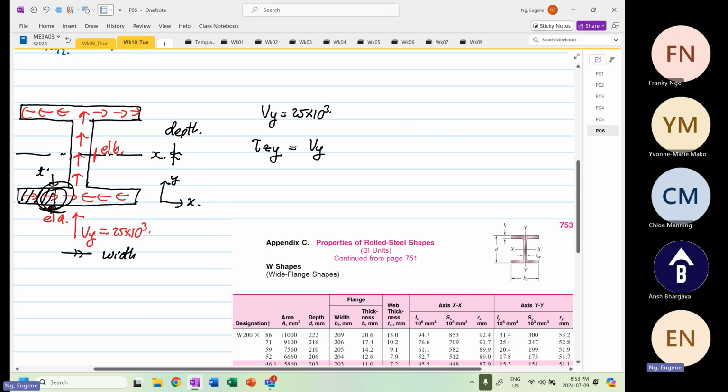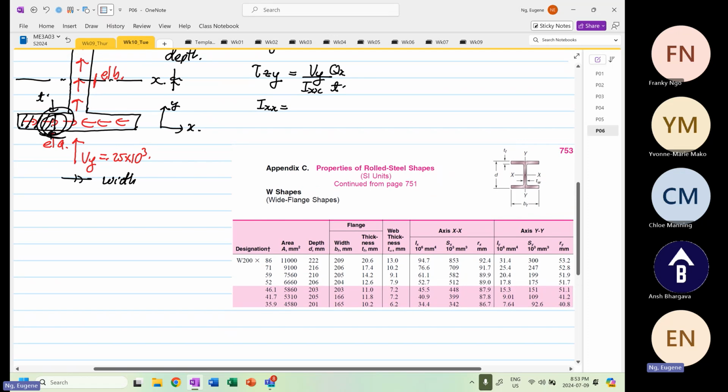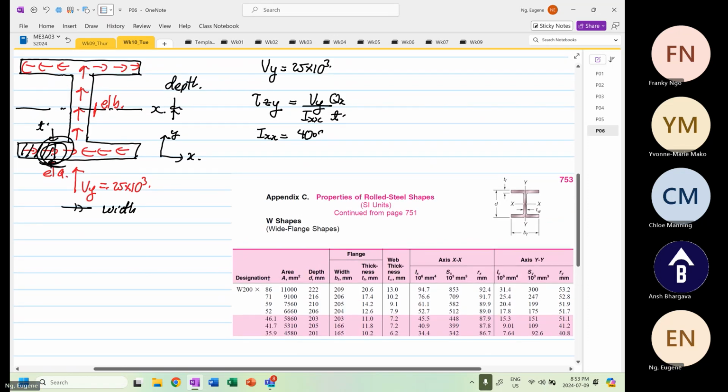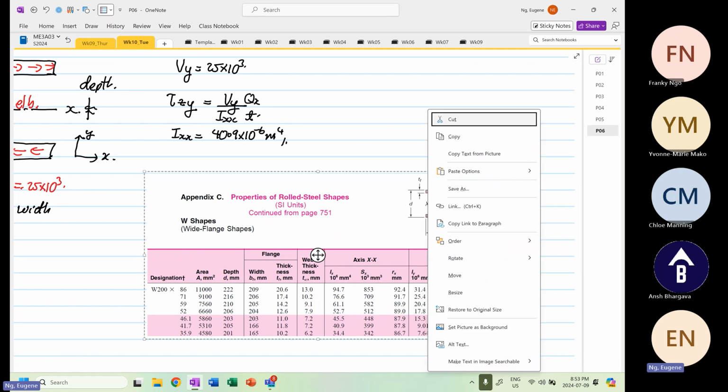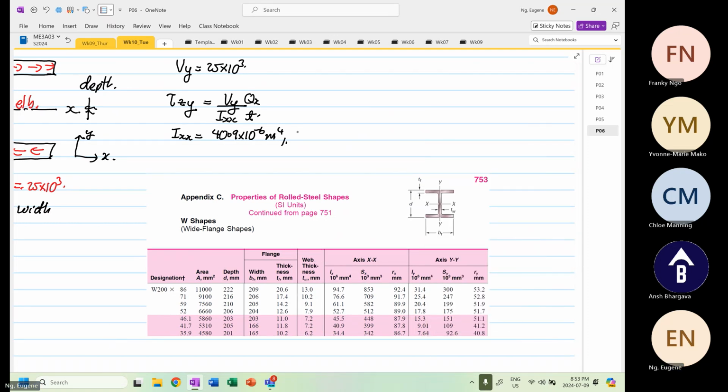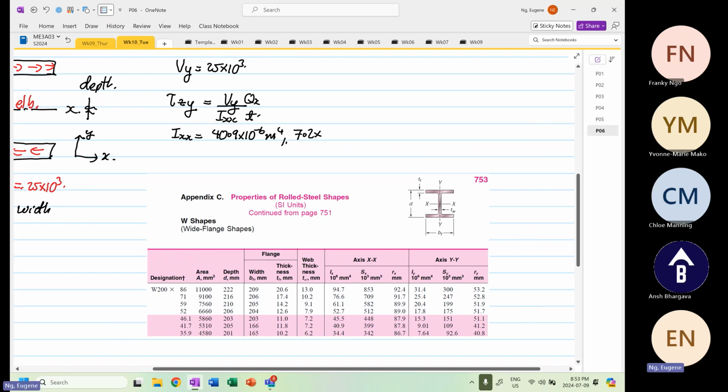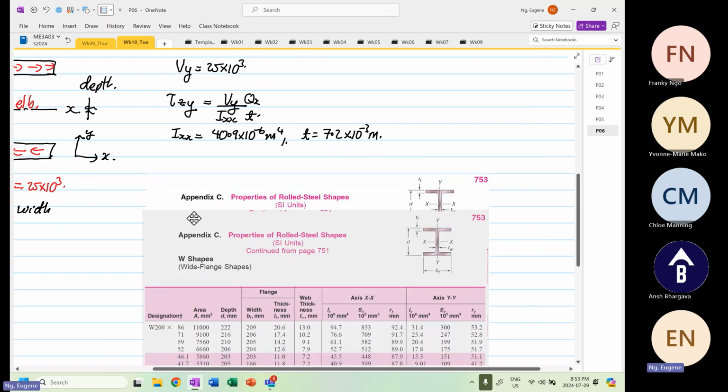So this is equal to Vy over Ixx times Qx over t. We know that Ixx on the table is 40.9 times 10 to the power 6 millimeter to the 4. And now the thickness is what? You have to be careful. It's the thickness of the web, so the thickness of the web is 7.2 millimeters. So we also know our Vy.